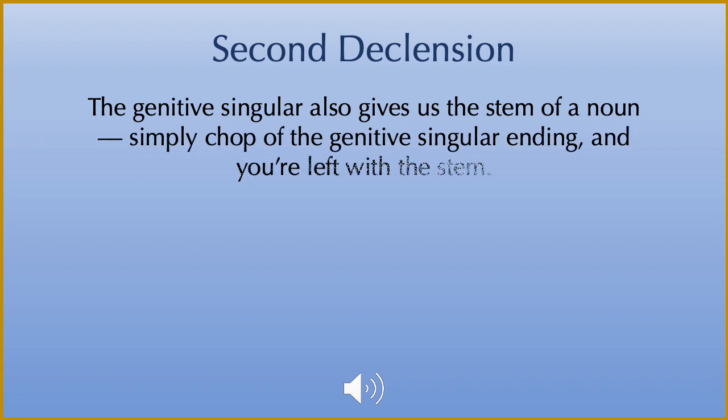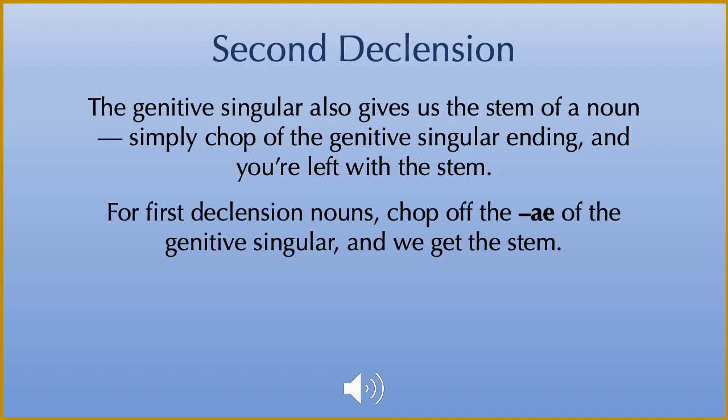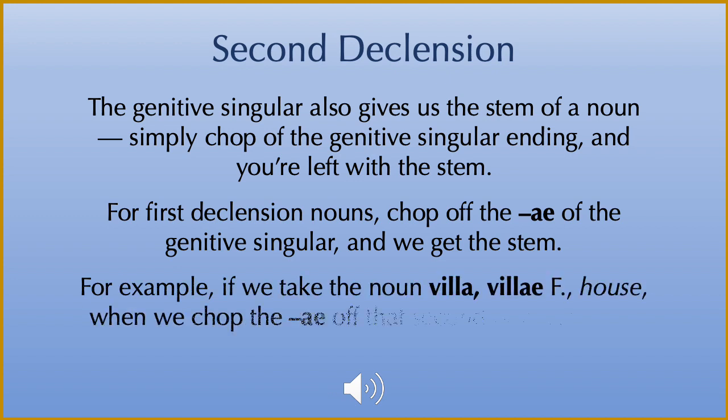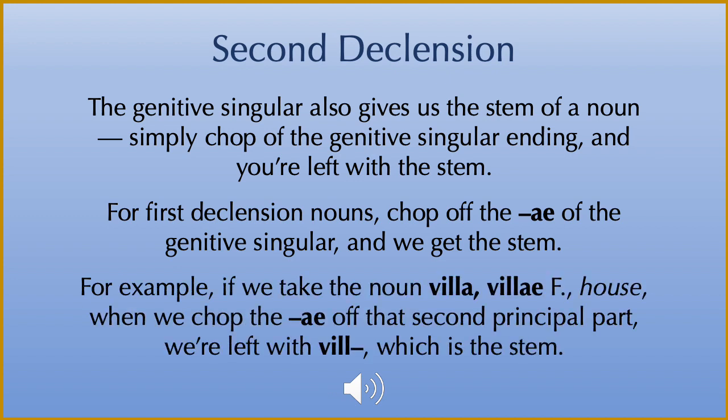The genitive singular also gives us the stem of a noun. Simply chop off the genitive singular ending and you're left with the stem. For first declension nouns, chop off the AE of the genitive singular and we get the stem. For example, if we take the noun villa, villae, feminine, house, when we chop the AE off that second principal part, we're left with vill, VILL, which is the stem.